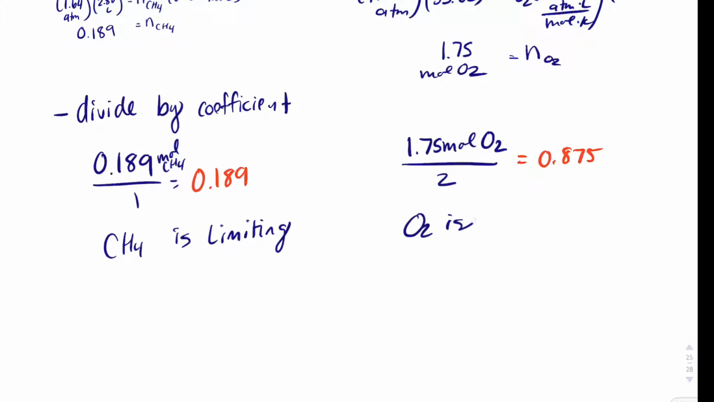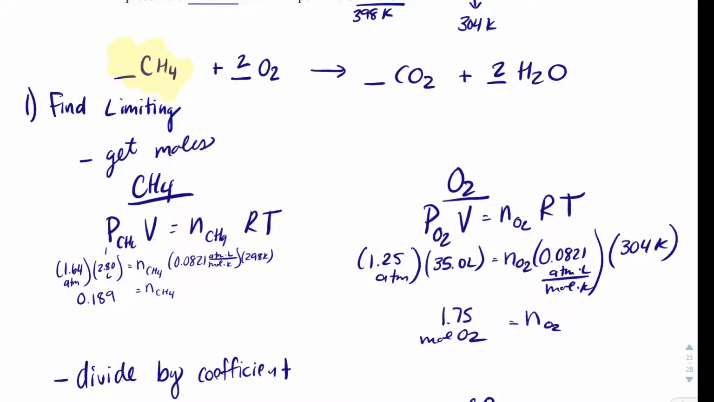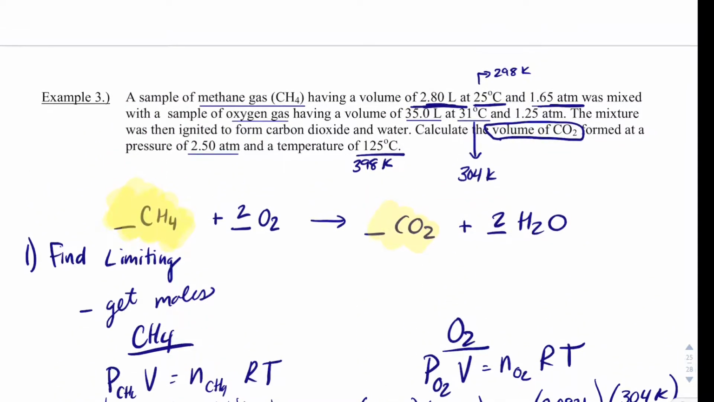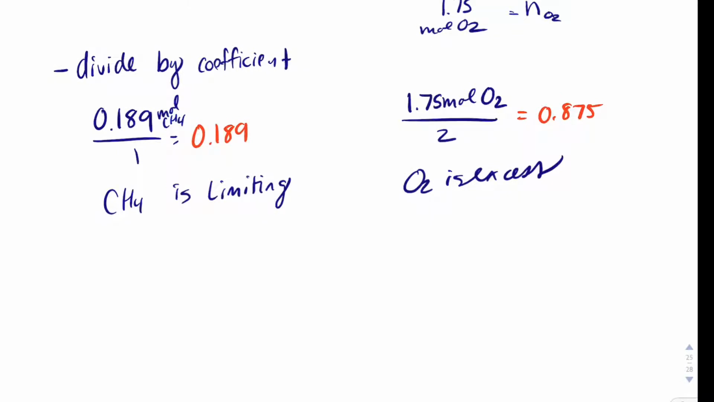and O2 is excess. And so once I convert, I need to go from CH4 to CO2 because I'm ultimately trying to get the volume of CO2. And I'm going to use the mole bridge to do that. If you remember from last unit, I've got 0.189 moles of CH4, and then I've got red 0.189, and I need to use this blue one.